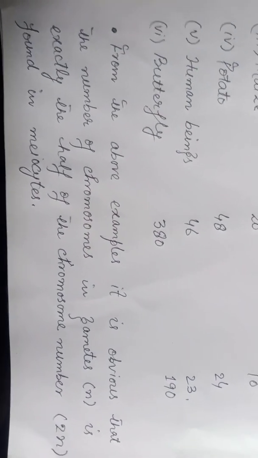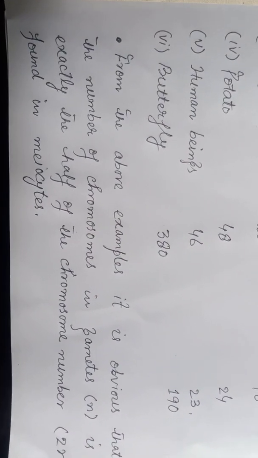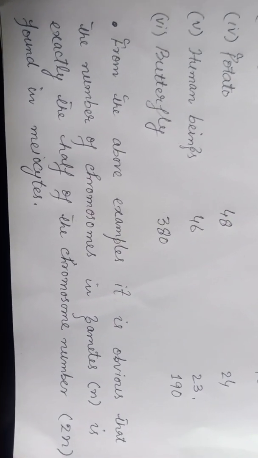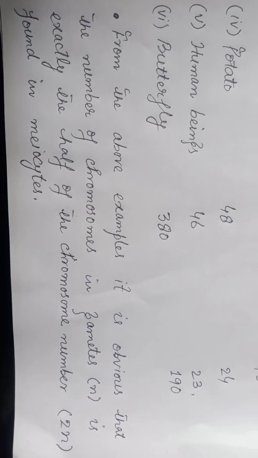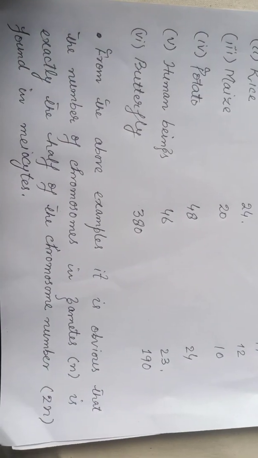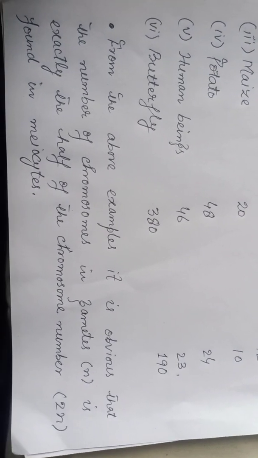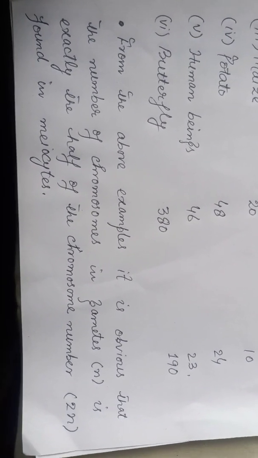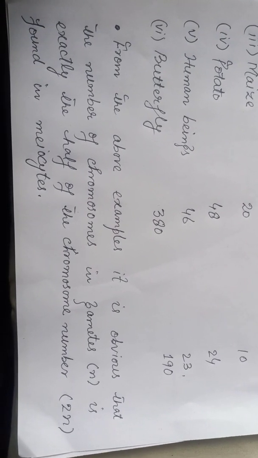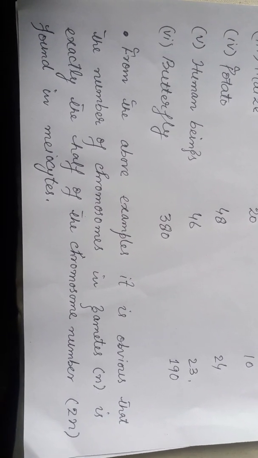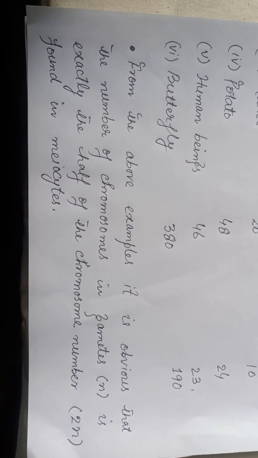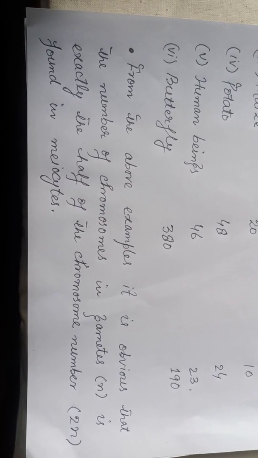This chromosome number is a trademark for a particular species, and for a particular species the chromosome number is definite and it varies from few to many, as you have seen in the examples above. From the above examples, it is obvious that the number of chromosomes in gametes, that's n, is exactly half the number of chromosomes, 2n, found in the meiocytes.